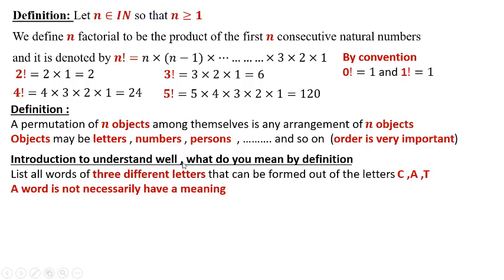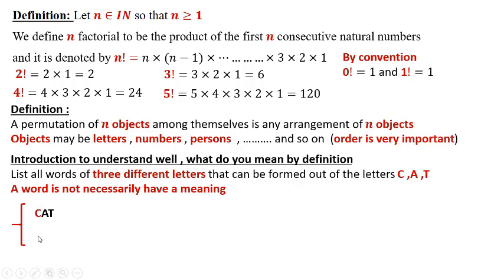Introduction to understand well what you mean by this definition: essentially, by a word, order is very important. List all words of 3 different letters that can be formed out of the given letters C, A, and T. A word does not necessarily have a meaning.